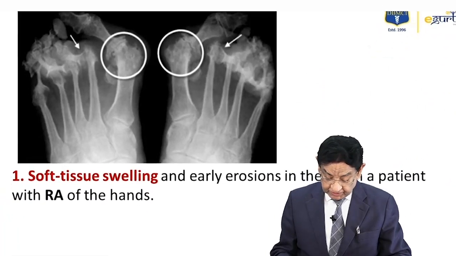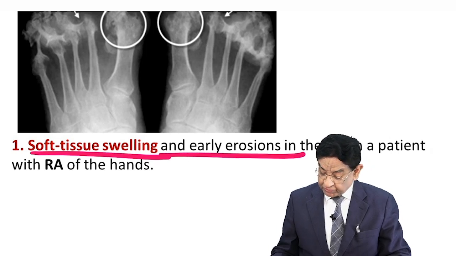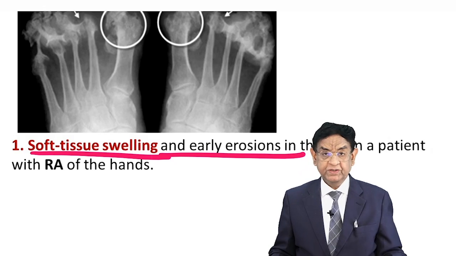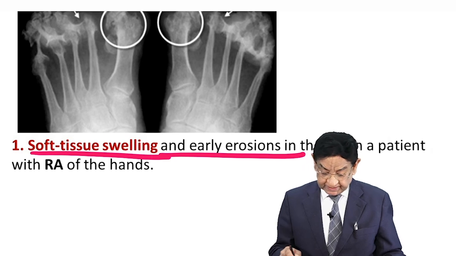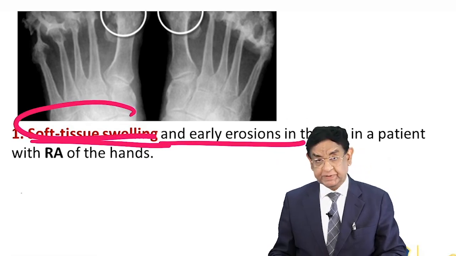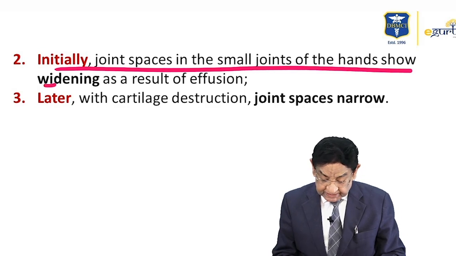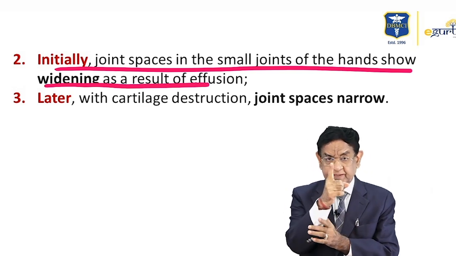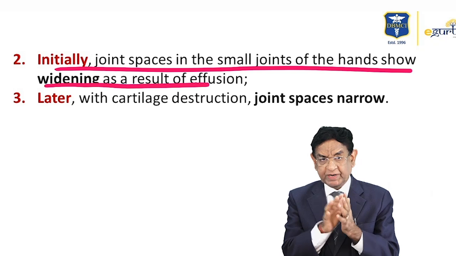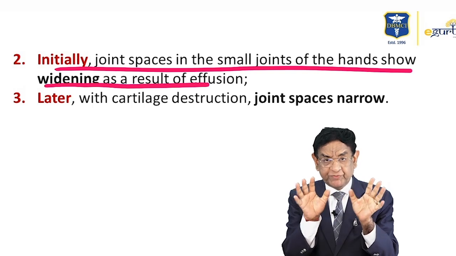So, whenever we see an X-ray, soft tissue swelling and early erosion are the first findings. Okay, write down. In the very early stages, you get soft tissue swelling and a little bit of erosion. This is the first finding. To be more precise, soft tissue swelling. Now, initially, the joint shows a little widening. Small joints are involved, as we discussed. Which joint? PIP or metacarpophalangeal joint. Initially, the joint space may be a little bit more because effusion is there.